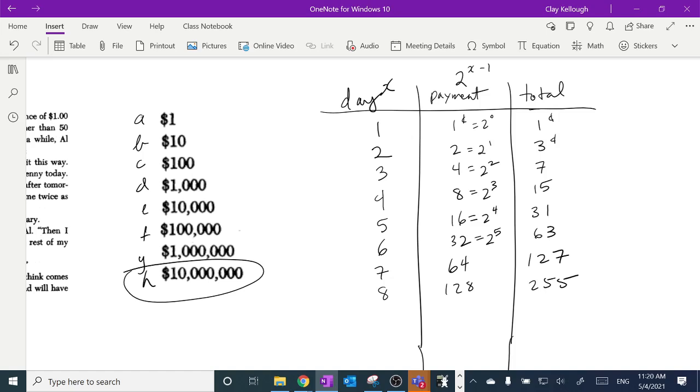It's the previous number minus 1. Here's 127, that's 128. Here's 255 because this is 256. So in other words, this number here is 2 to the 8 minus 1. Well, that number there is 2 to the 9 minus 1. So you could say that this is 2 to the x minus 1.